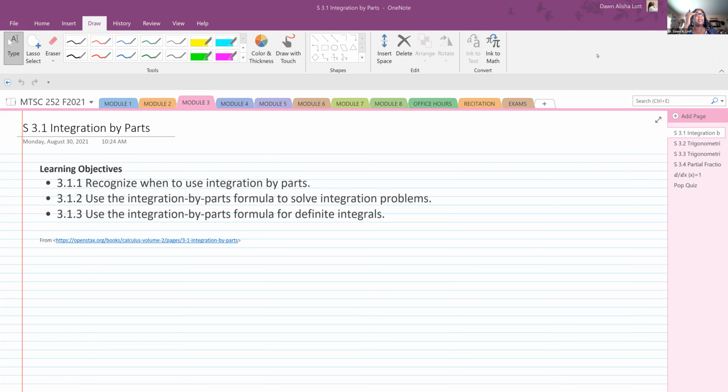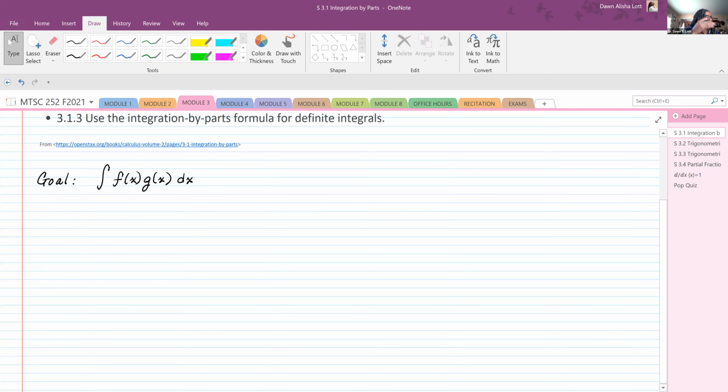So the beginning of this module starts with integration by parts. What you are going to learn in this module are complete integration formulas, how to integrate different kinds of problems. And the first one is how to integrate the product of two functions. So our goal in this section is to be able to integrate f of x times g of x dx. So we have two functions, f of x and g of x, and we need to integrate these.